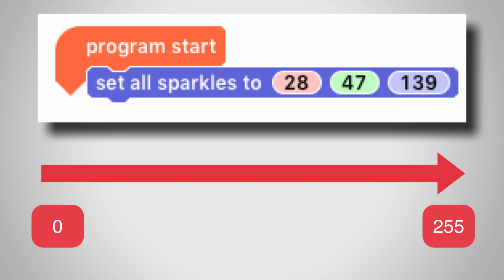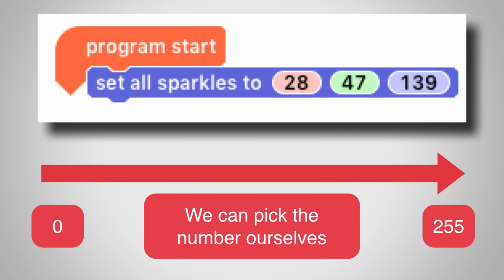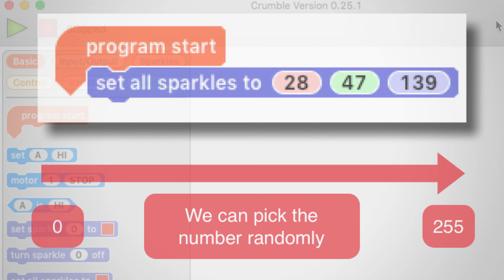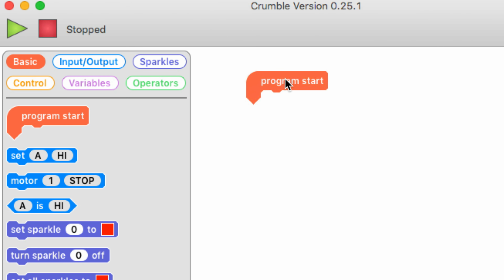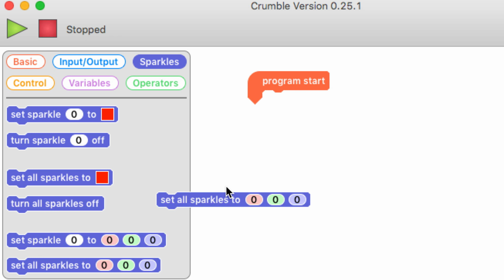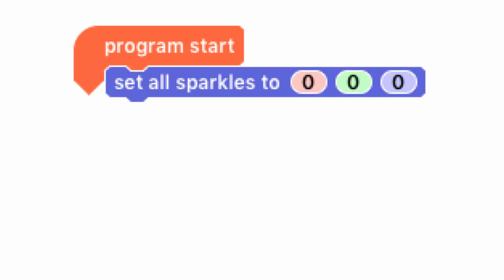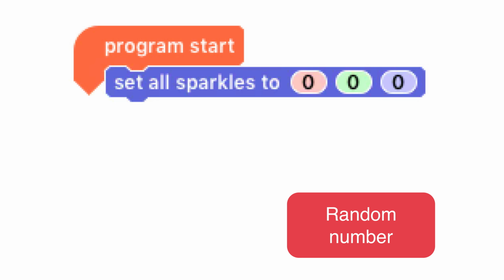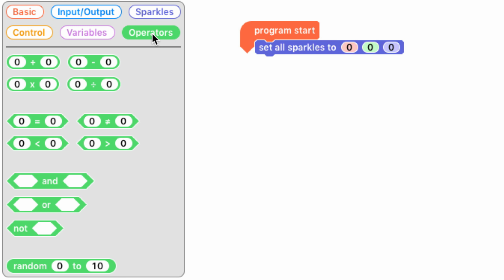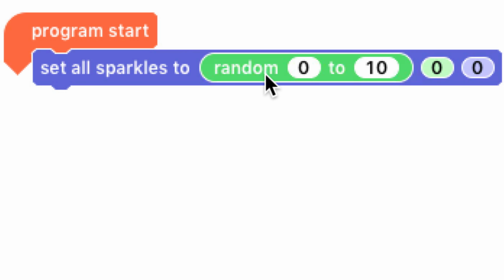We know we can use different values from 0 to 255 to change the amount of red, green and blue that our sparkle emits. We can either choose these numbers ourselves, or of course we could choose them randomly. Let's start by adding a program start block, followed by a set all sparkles block, making sure they lock together. Now, instead of picking and entering our own values, let's generate a random number instead, and use this value as the amount of red, green or blue. To do this, we'll drag and drop a random block from the operators menu. Let's put it here in place of the red value.